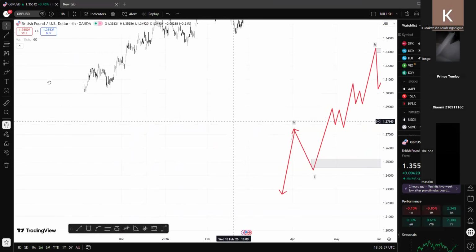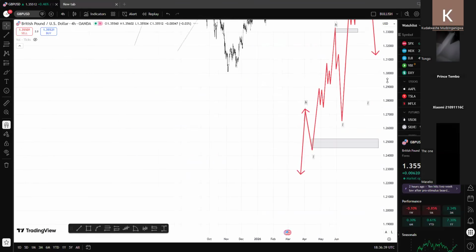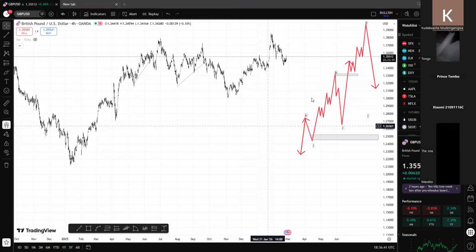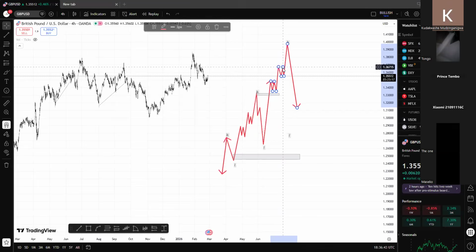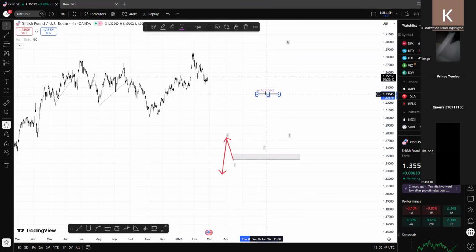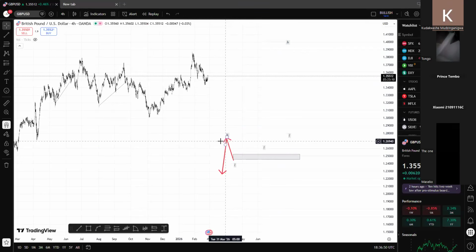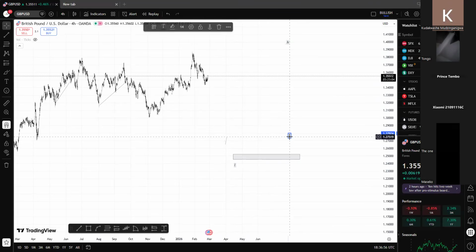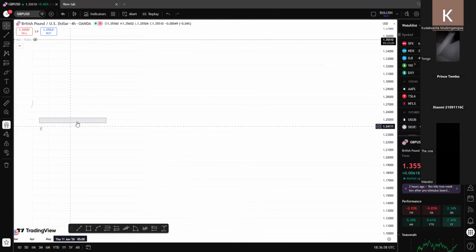Right, here's our TradingView. So what we do with the fib is, let me delete all this stuff that we did in the morning. Right. Let me delete it. Sorry about that, guys.